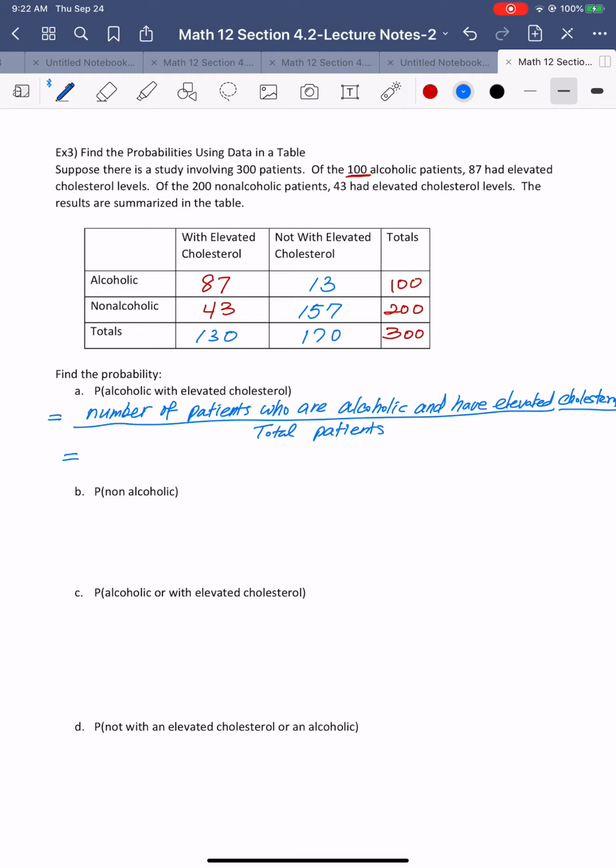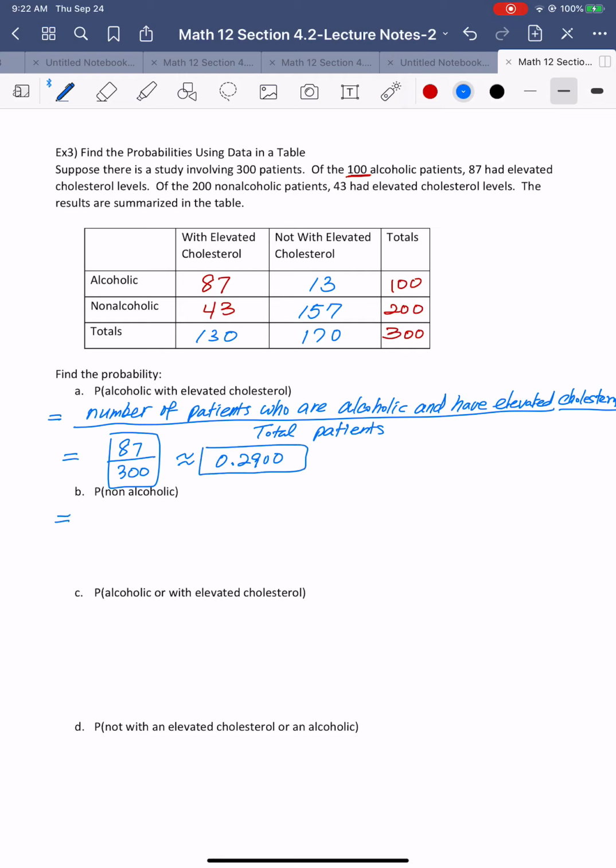Surveyed, okay? So the number of patients who are alcoholic, which is alcoholic patients, and also elevated cholesterol. So this one and this one. So it has to be the intersection, this one to this one, right? So the intersection is actually the 87. So 87 out of a total of 300. So that's all. And then you can just change it to decimal, which is 0.2900. Let's round to 2 decimal places, okay?